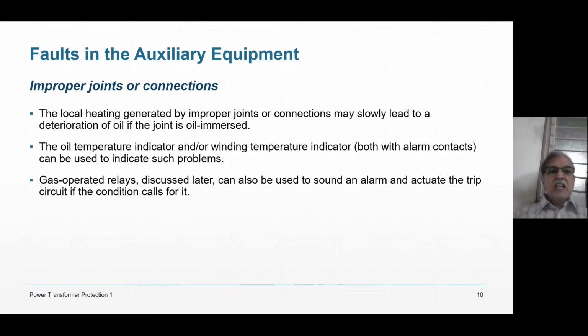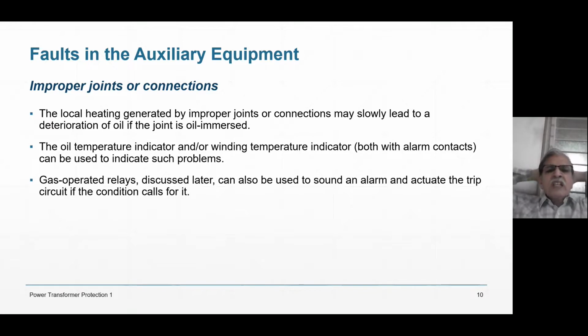Then there are improper joints or connections. While commissioning, joints are not proper, loose joints are there. So there will be heat. So all connections should be very tight and proper. The core bolts, or the bolts at the bushings, etc., are tightened by machines. Machine operated pliers are there, not simple pliers. Personally, one cannot tighten so much.